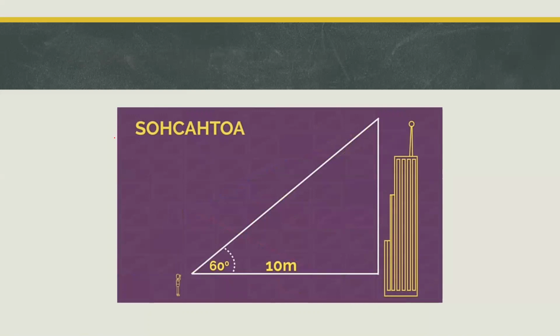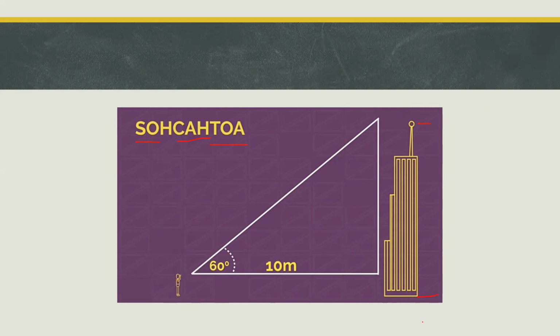How can I use the angle of elevation and the angle of depression in questions? Here I have a question, and it already gives you the hint that you can use SOHCAHTOA. I want to find the height of the building from here till here, and I have the angle of elevation of 60 degrees. When I'm looking upwards at the top of the building, I move my head upwards 60 degrees, and I am standing at a distance of 10 meters from the building.